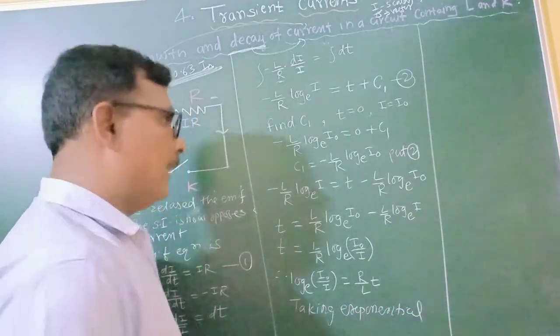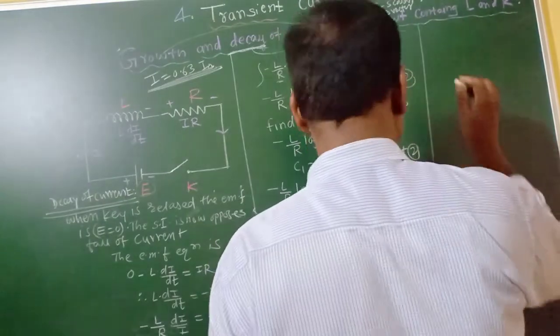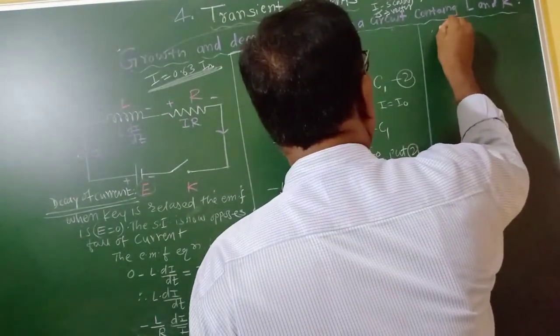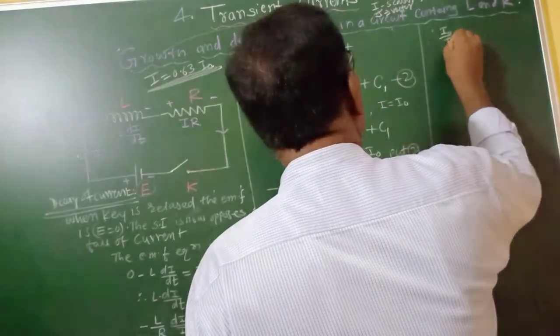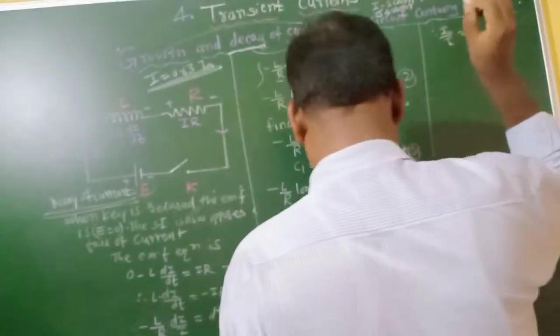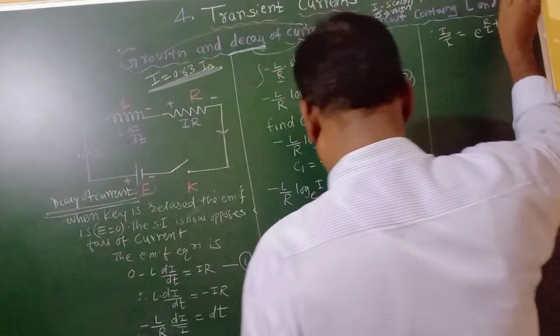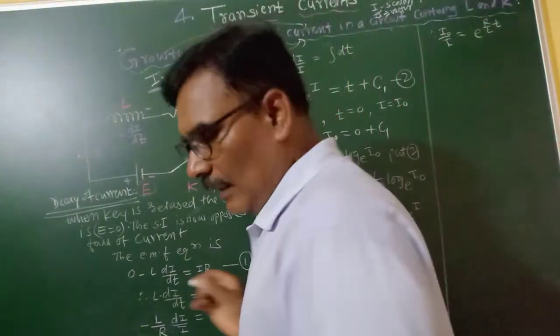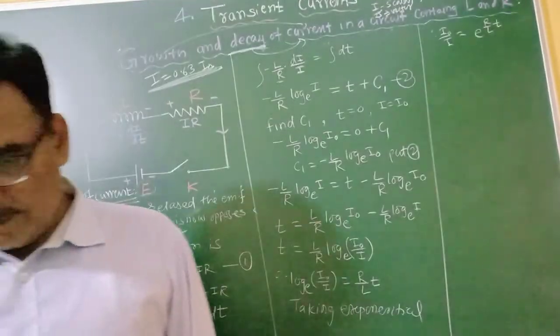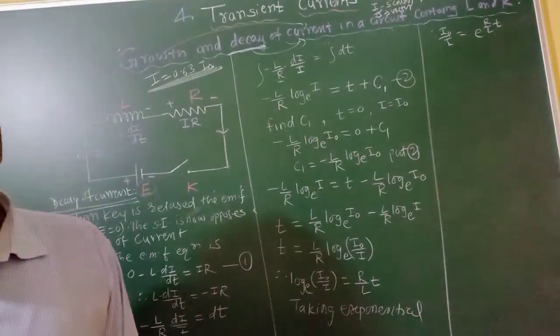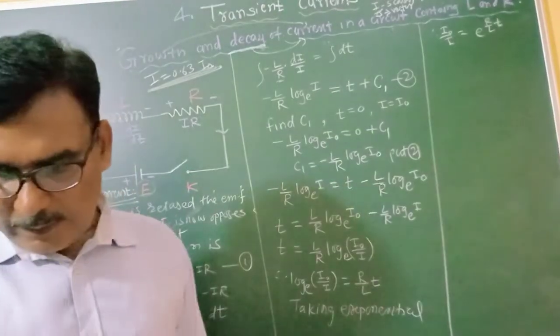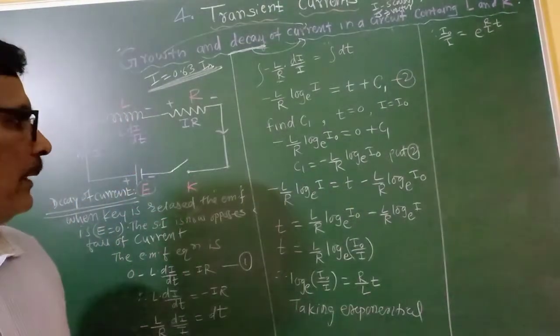The logarithm gets cancelled here, so I0 upon I is equal to e raised to R by L into t. This is the value we have to consider here.